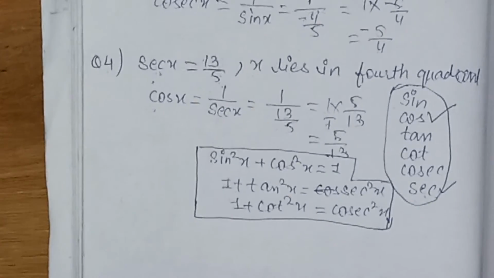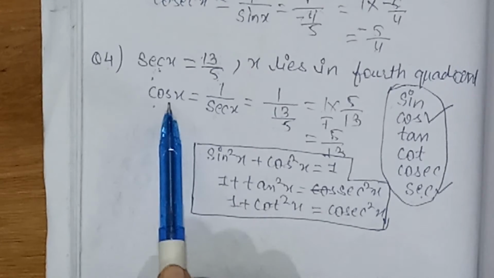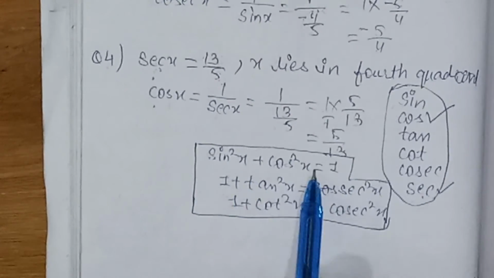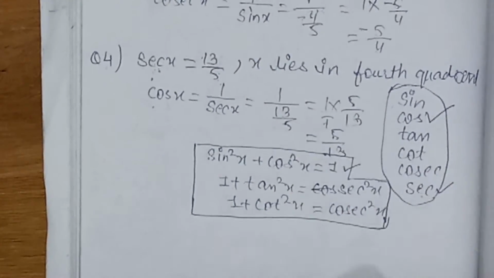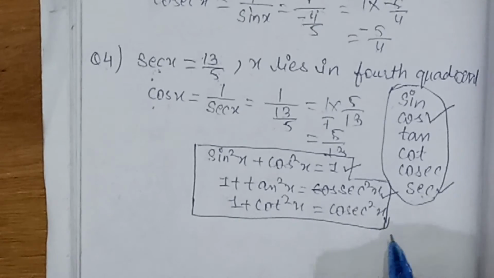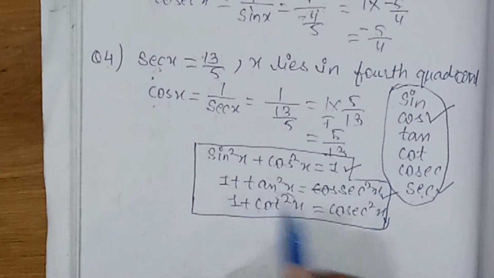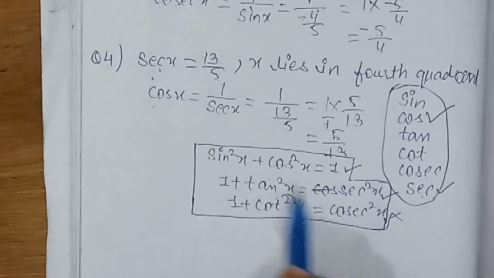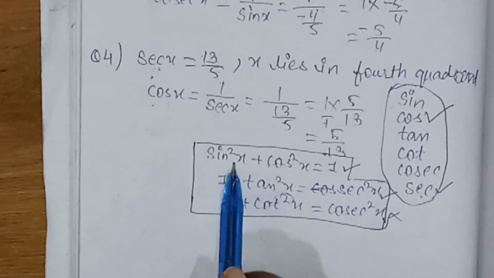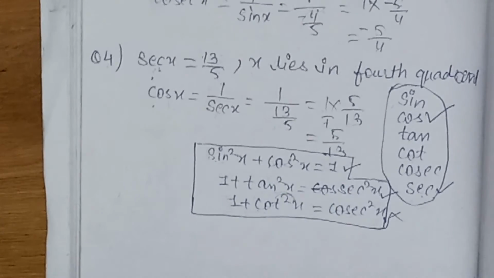This is the important formula, that's why I'm writing it again and again, so you can easily revise. We know the value of secant and cos, so we can use this equation. We cannot use the others because we don't have the value of cot and cosecant. So I'm using the first one.